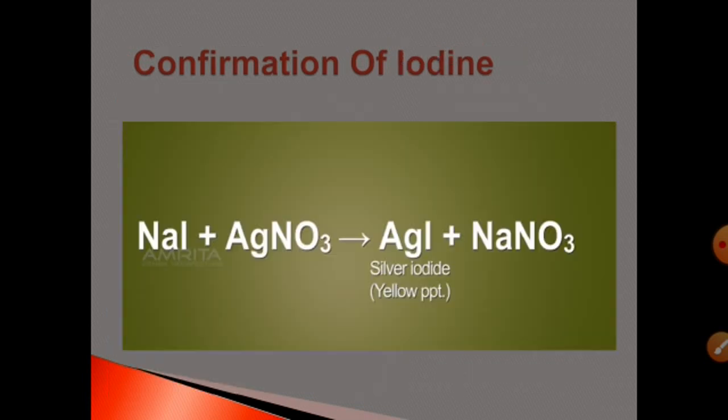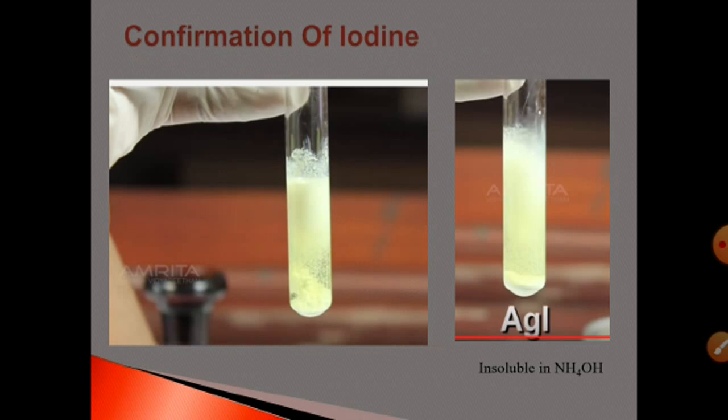If iodine is present in the organic compound, then when it reacts with silver nitrate, it is converted into a deep yellow precipitate of silver iodide. And this silver iodide is insoluble in ammonium hydroxide.